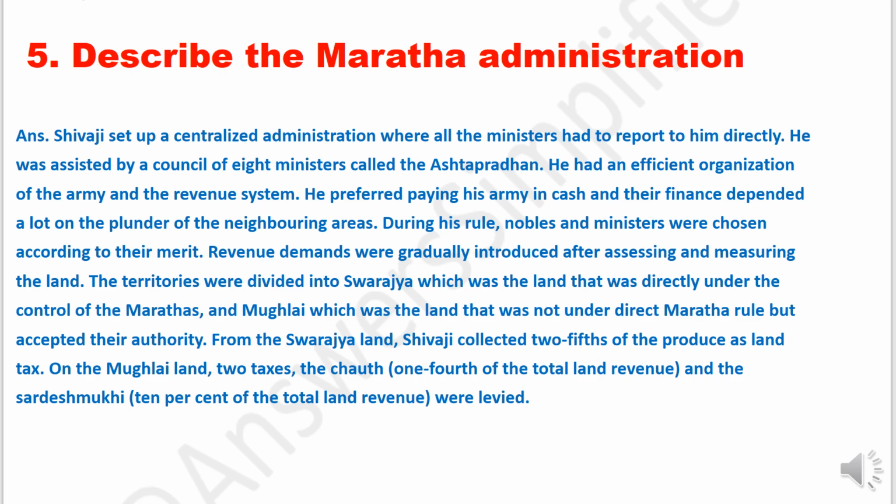Question 5. Describe the Maratha administration. Answer. Shivaji set up a centralized administration where all the ministers had to report to him directly. He was assisted by a council of 8 ministers called the Ashtapradhan. He had an efficient organization of the army and the revenue system.